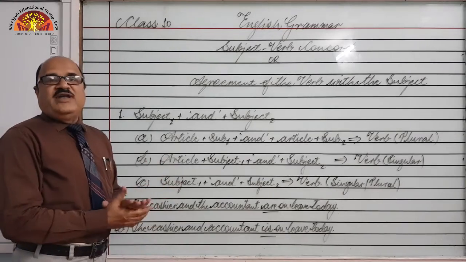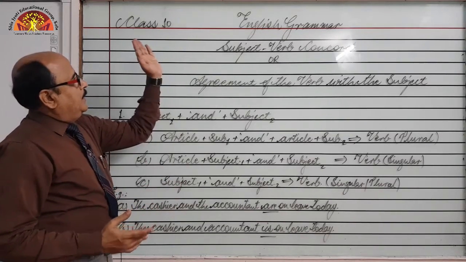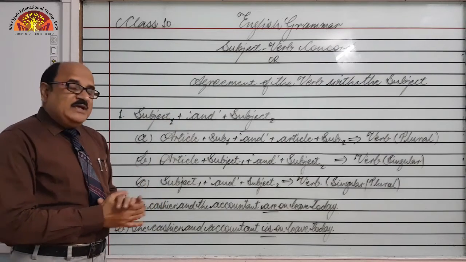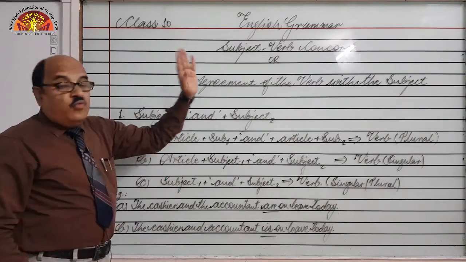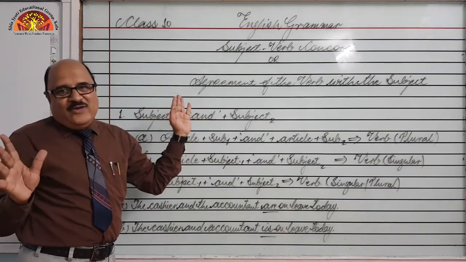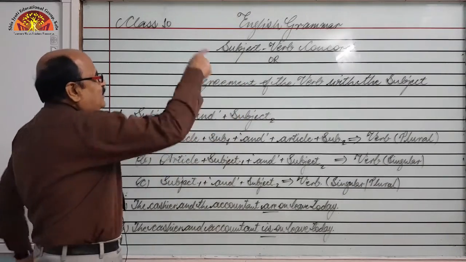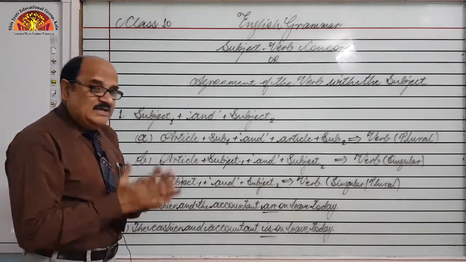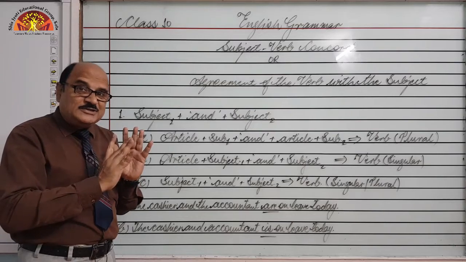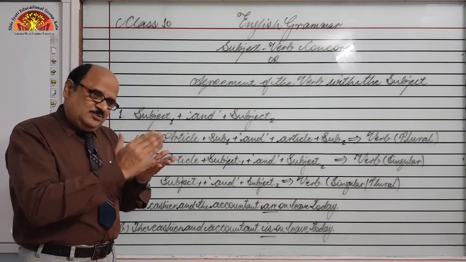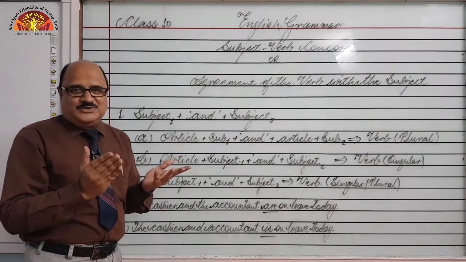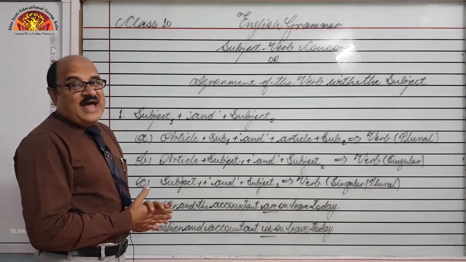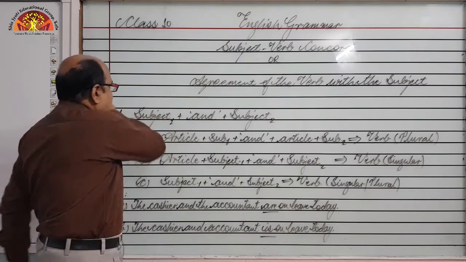So, students, the very first rule. Subject verb concord, agreement of the verb with the subject, means in what way the verb, be it a helping verb or main verb, goes according to the number and person of the subject. Number means singular or plural of the subject, and person means first person, second person, third person. Okay, students?